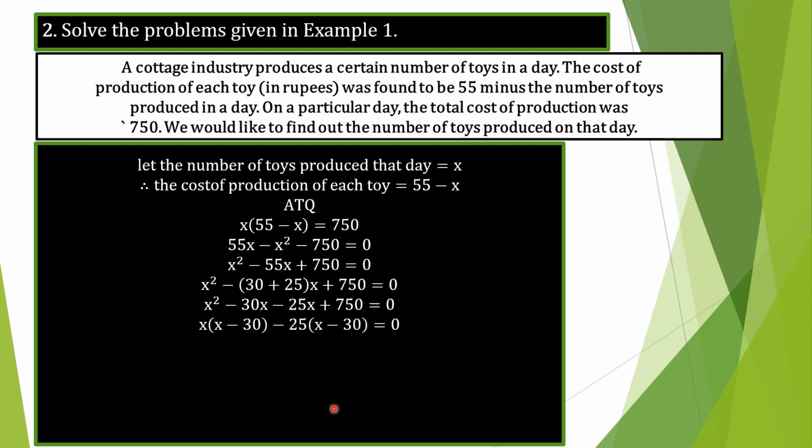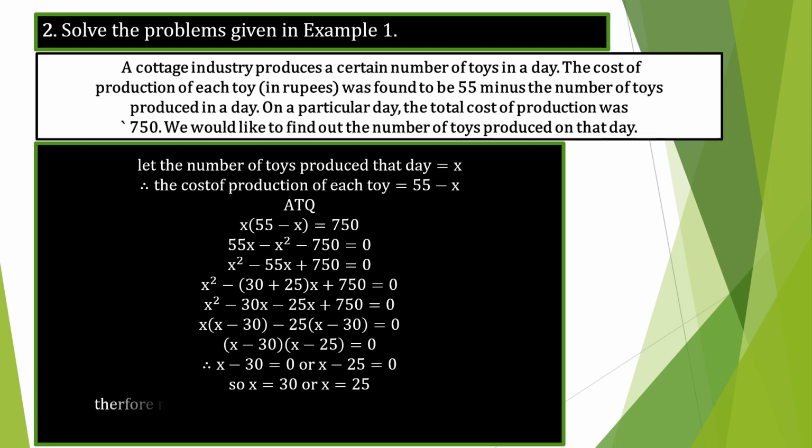Again we'll follow the same procedure. x is common from the first two terms, minus 25 is common from the next two terms, and we'll take minus 30 common in both these terms. We are left with x minus 25. So the final is x minus 30 into x minus 25 is equal to 0. Either x minus 30 or x minus 25 is equal to 0, which will give us two values of x, that is 30 or 25. So the number of toys produced on that day is either 30 or 25. Both will satisfy the situation.